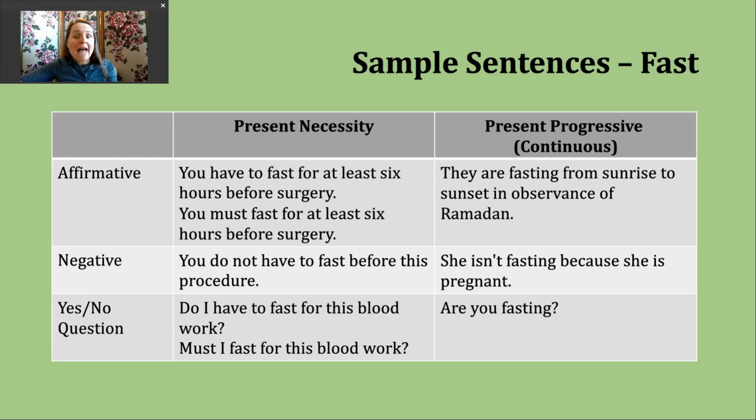Now, let's take a look at the present progressive or the present continuous. They mean the same thing. We use this verb tense to talk about an action that is in progress or something that is happening right now. To make the present progressive, we need two parts. We need a present form of be, so that's going to be am, is, or are, and then we need that ing form of the verb.